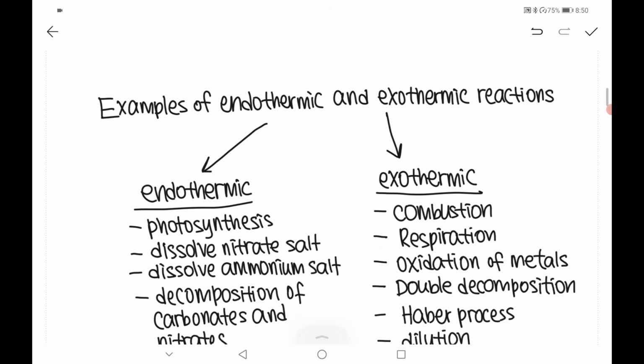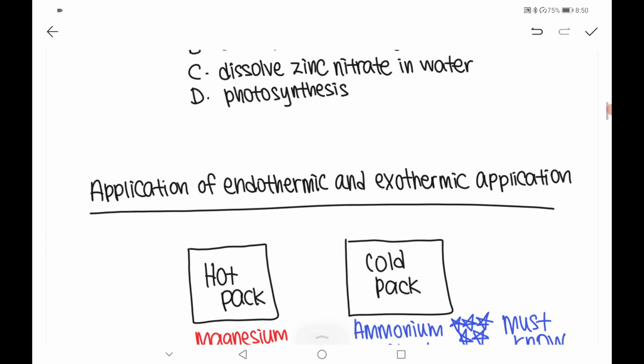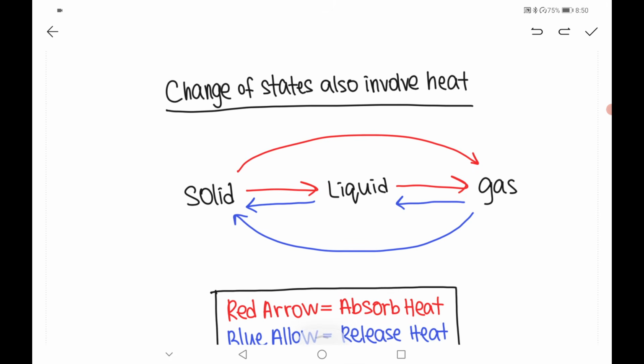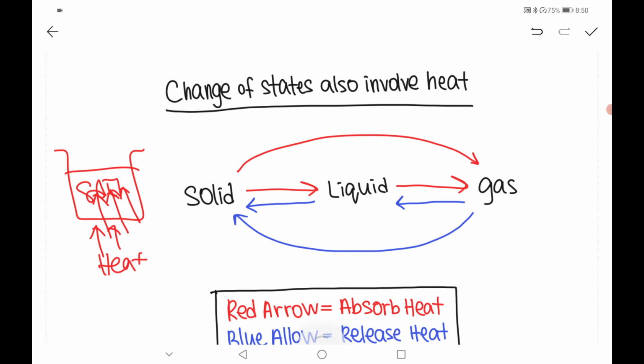Makes sense, right? Solid to liquid, what is the process? Melting. When you want to melt a substance, what you need to do? You need to heat it, right? We need to heat the solid. So when we heat the solid, the heat goes into the solid. When the solid absorbs the heat, it is endothermic.